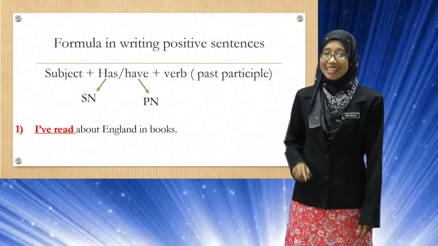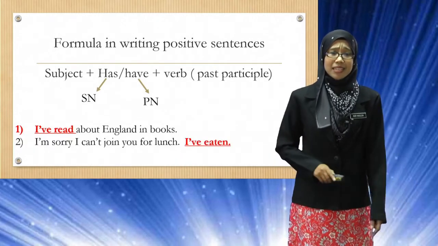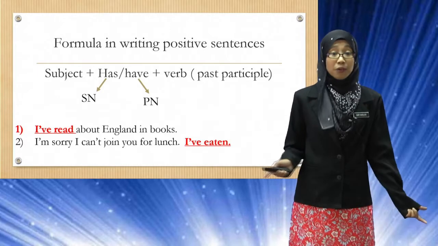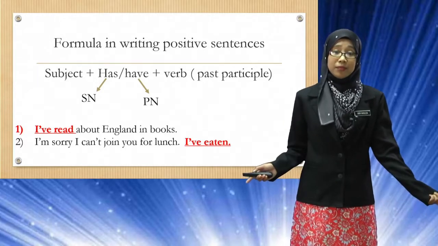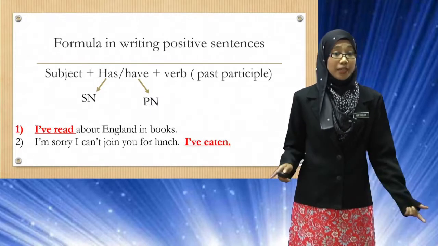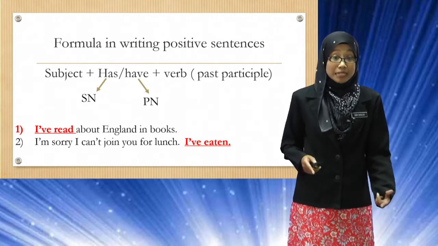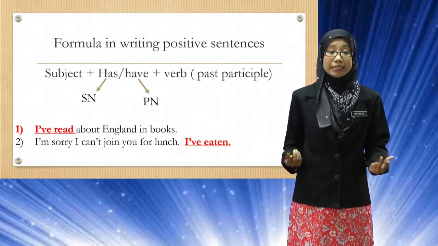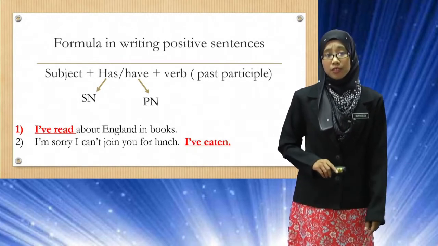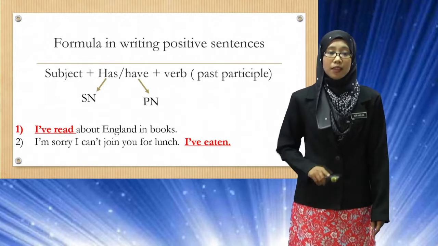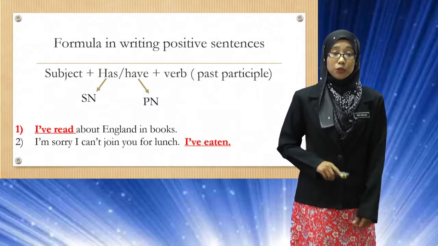Okay, great. Now we move to the second example. The second example is, I'm sorry, I can't join you for lunch. I've eaten. In this situation, I want to explain the reason why I can't join you for lunch. The reason is because I've eaten. When I've eaten, it's not important to be mentioned. The most important thing here is I've eaten and I can't join you for lunch.